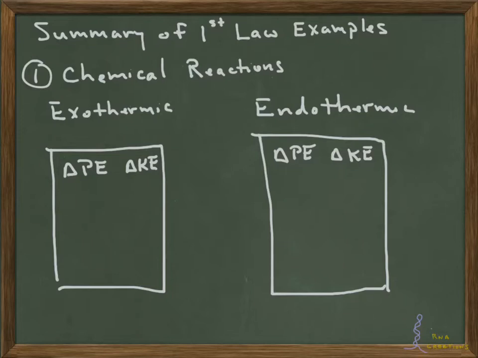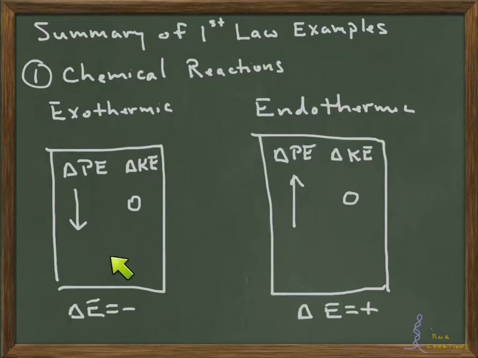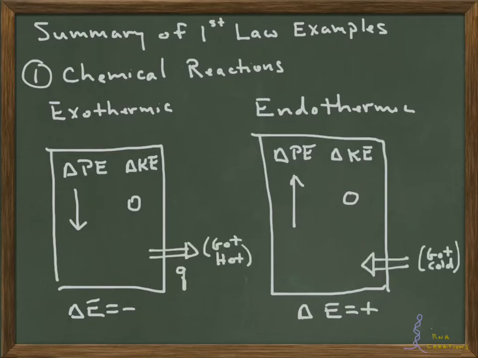So first thing we can do is consider changes in potential and kinetic energy. For an exothermic reaction, it's typically the case that the potential energy decreases, and for an endothermic reaction the potential energy increases. In both cases, if we wait long enough for the temperature to come back, the change in kinetic energy, which is proportional to delta T, will be zero. So overall, in the exothermic case, delta E, which is the sum of these two pieces, will be negative, and in the endothermic case, delta E will be positive.